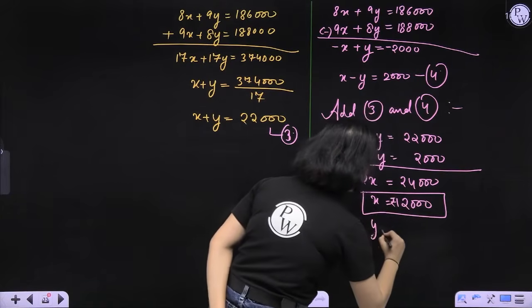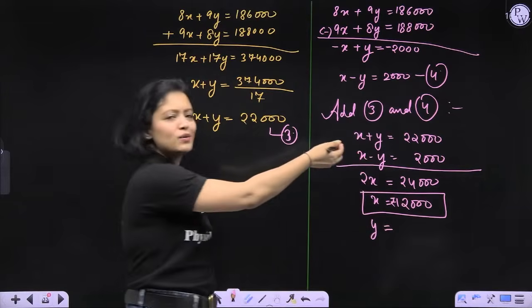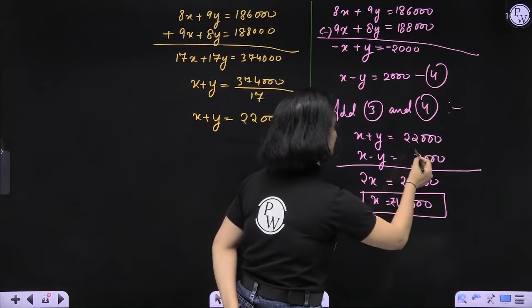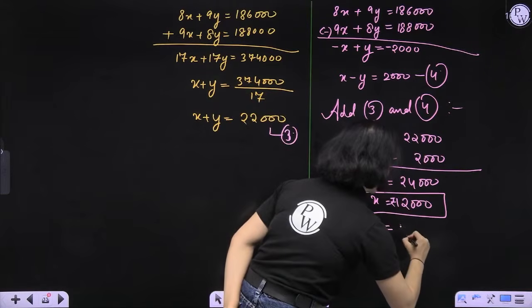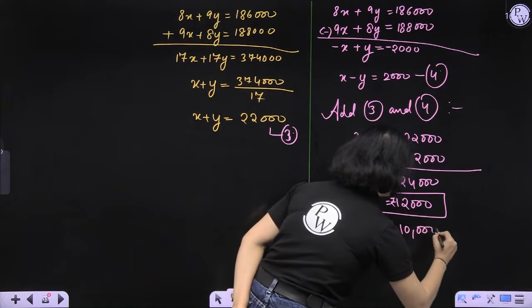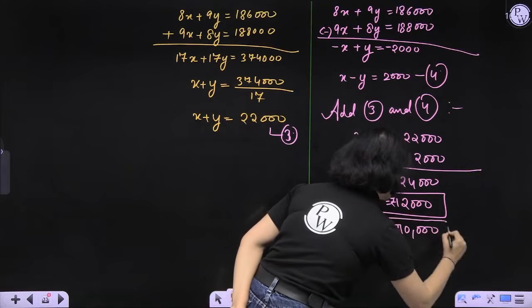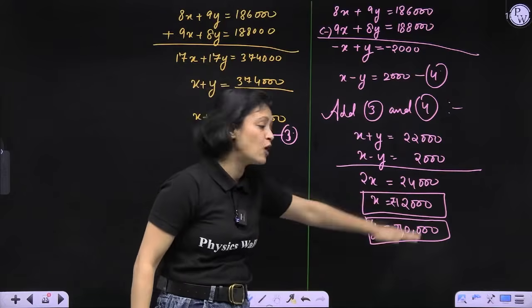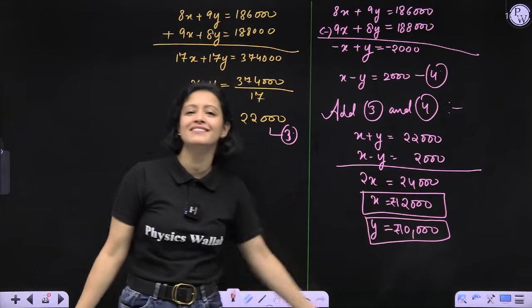Now can you not figure out y? So see, x plus y was 22,000, right? So y would be 22,000 minus 12,000, right? So that would come out to be 10,000 rupees. So yes, the money invested in both the schemes are 12,000 and 10,000 rupees respectively.